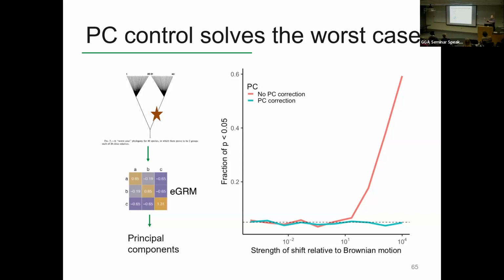So I'm not suggesting you should always throw principal components into your polygenic comparative methods, but just illustrating how you can take an idea from one domain and move it over to the other, and it might be useful.